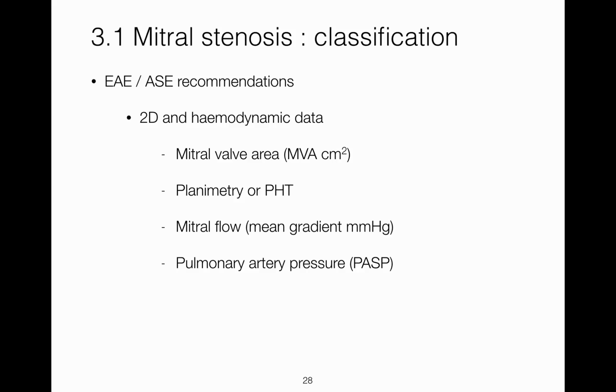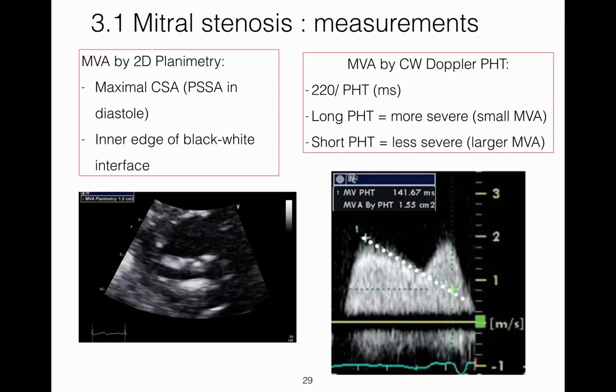The European and American associations recommend that the following 2D and hemodynamic measurements be made to assess the degree of mitral stenosis. Mitral valve area using 2D planimetry or continuous wave Doppler, mean transmitral gradient, as well as measuring the pulmonary artery pressure, which increases as a result of significant mitral valve stenosis. 2D planimetry of the mitral valve area is often possible even with significant leaflet thickening.